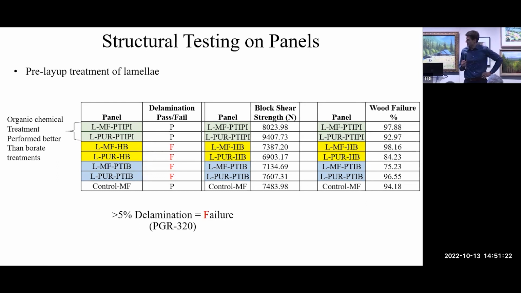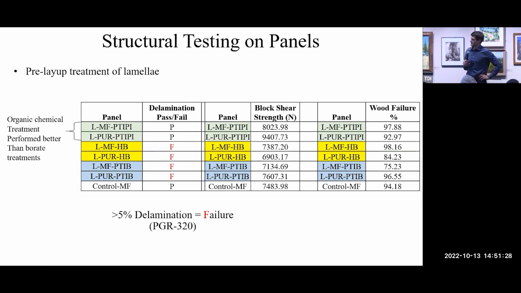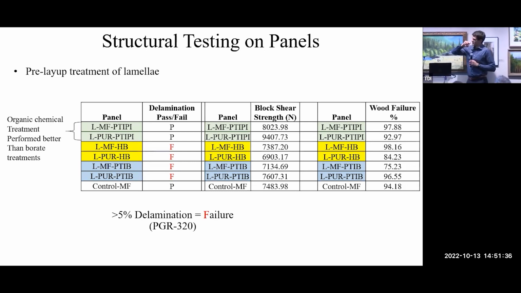So the student working on this did some delamination testing and block shear tests as described in the PRG 320 standard. Essentially, we've got an all organic compound based preservative system, borates, and then a dip treatment of borates. So one borate treatment with more or less chemical in there. And our borate treatments did not perform well in delamination tests. They seemed to have some trouble with melamine formaldehyde and polyurethane resins. The all organic treatment appeared to perform better.